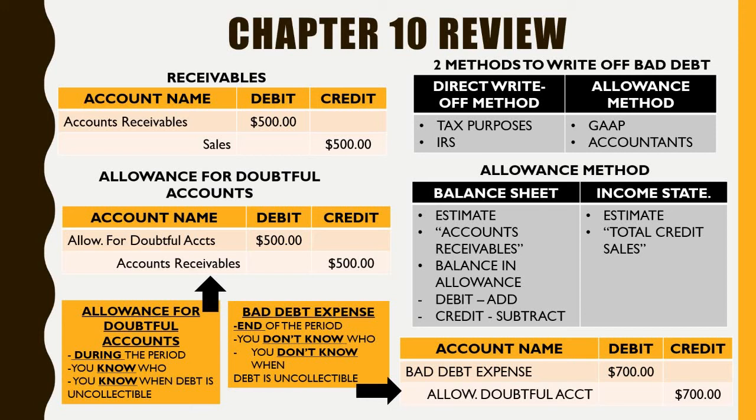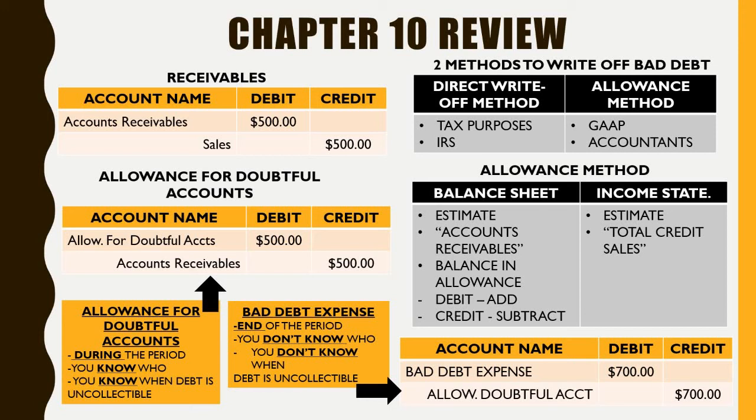Now, the allowance method splits into two different methods: the balance sheet method and the income statement method. Once again, the balance sheet method will show your assets, which is your accounts receivable, and it will also show the allowance for doubtful accounts on the balance sheet. Okay? So then, if that's the case, there are three things you need to focus on. You need to focus on the estimated amount. You need to make sure that the term accounts receivable appears.